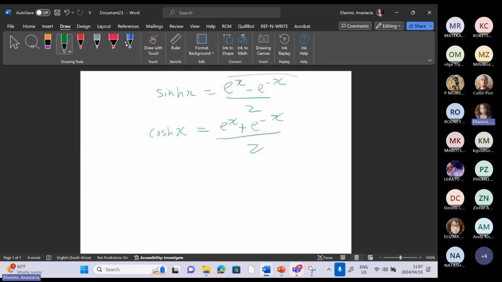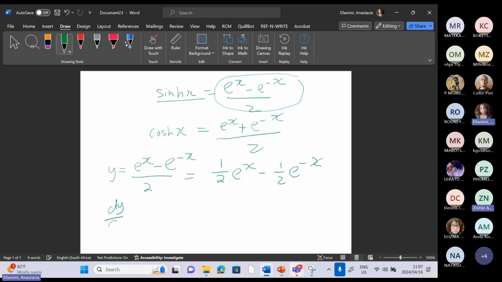You just look at the exponential definition and then differentiate. Let's differentiate the hyperbolic sine of x and see what we get. So if we have y is equal to e to the power of x minus e to the power of minus x over 2, we can write this as 1 over 2 e to the power of x minus 1 over 2 e to the power of negative x.